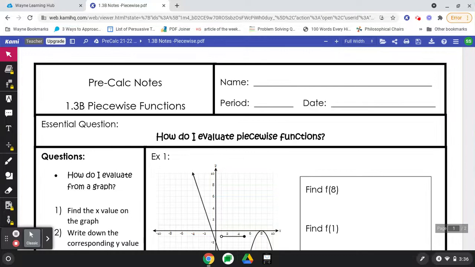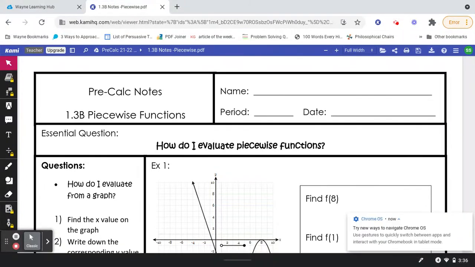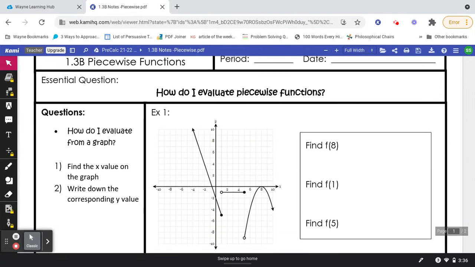These are the 1.3b notes for PreCalc. We're going to be talking about piecewise functions. As you can see, each of our graphs are in multiple different pieces. So in order to evaluate them from a graph, you have two steps. First, find the x value on the graph.